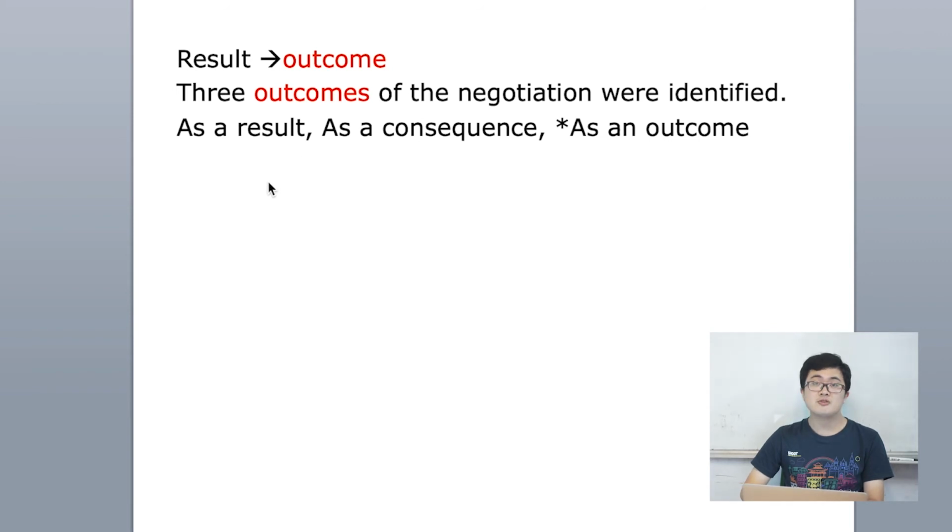Now, as usual, for fixed expressions, you cannot normally use the synonyms. For example, you can say as a result or as a consequence. These are fixed expressions, so they are correct. But you cannot really change it to as an outcome. Now, as an outcome is not a fixed expression, so it is not exactly correct. So as you can see, for fixed expressions, don't try to use the synonyms.